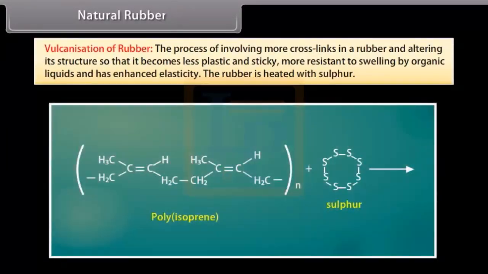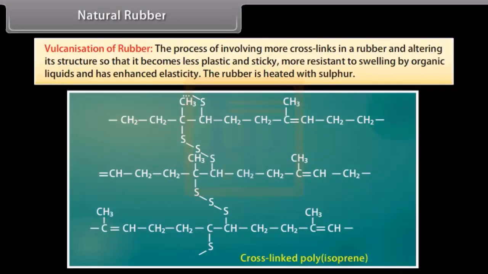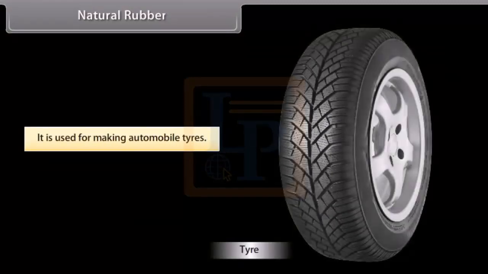Vulcanization of rubber. The process of introducing more crosslinks in a rubber and altering its structure so that it becomes less plastic and sticky, more resistant to swelling by organic liquids and has enhanced elasticity. The rubber is heated with sulfur. It is used for making automobile tires.